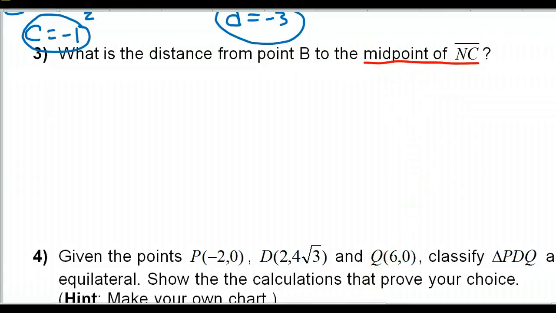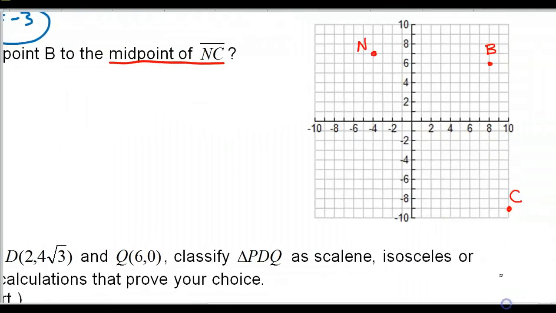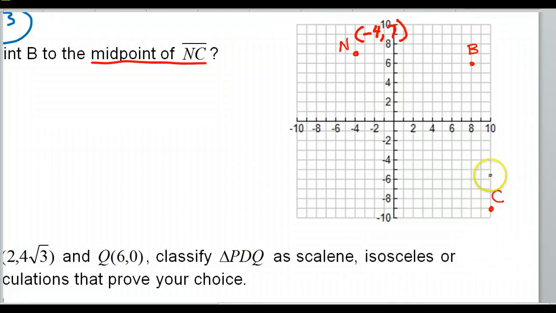So the midpoint of NC, okay, so let's do these coordinates. Point N is the point -4, 7. And point C is the point 10, -9. So those are the 2 points. So we talk about the midpoint of NC. Again, that's the average of the x's and the average of the y's.